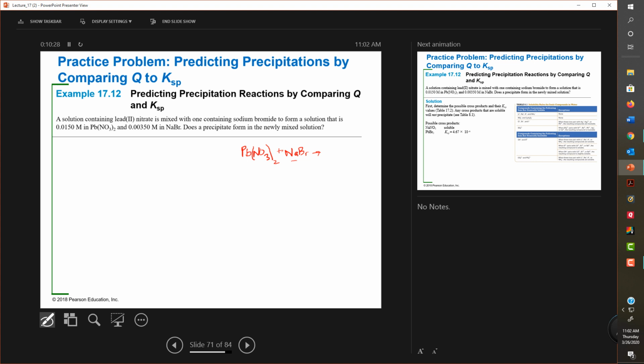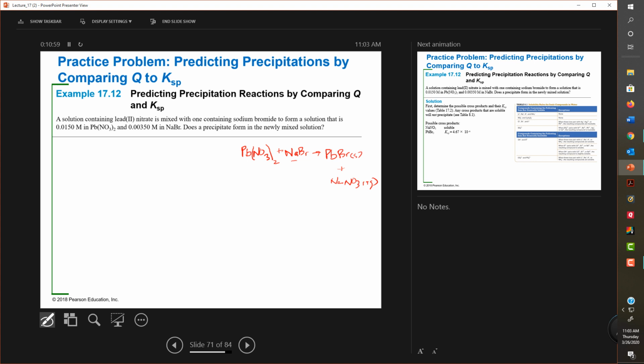All right. So when we mix these two things together, we get lead(II) bromide. And that is a solid. It precipitates out because the solubility rules say all chlorides, bromides, and iodides are water soluble except with lead, mercury, or silver. So that precipitates out, and then we have the salt, sodium nitrate. And we know that that's water soluble, so we'll put an (aq) to represent that.